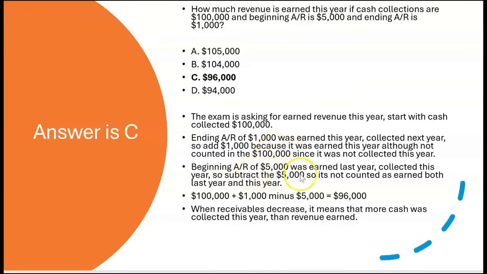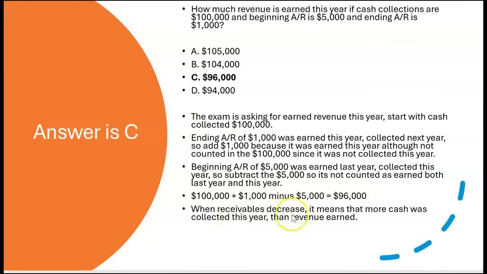Beginning AR of $5,000, that was earned last year, collected this year, but subtract the $5,000. Why? So it's not counted as earned revenue both last year and this year. It's last year's revenue. If you don't subtract the $5,000, it's going to be double counted. So for this year's earned revenue, start with this year's cash collected, then add the ending AR of $1,000. Why? Because it was earned this year, collected next year. Subtract the beginning AR of $5,000. Why? Because it was earned last year, collected this year. So what was earned this year? $96,000, and that's choice C.